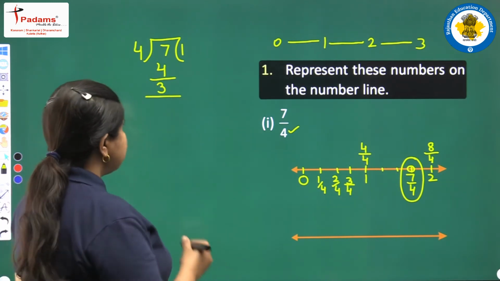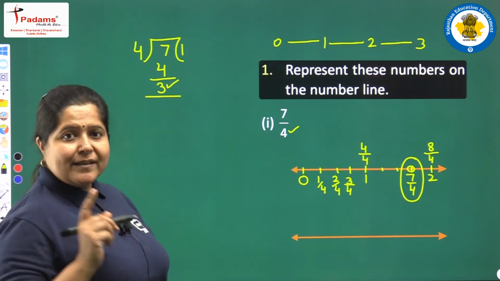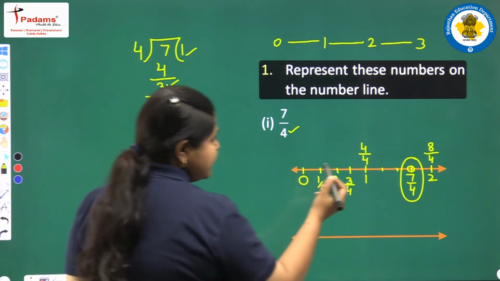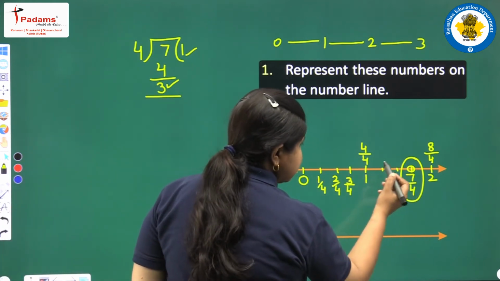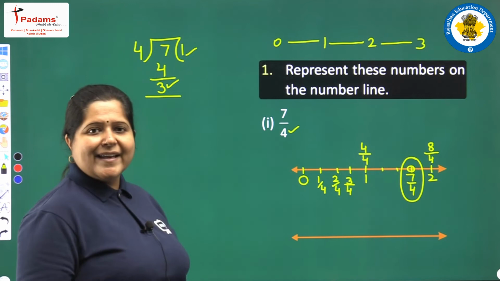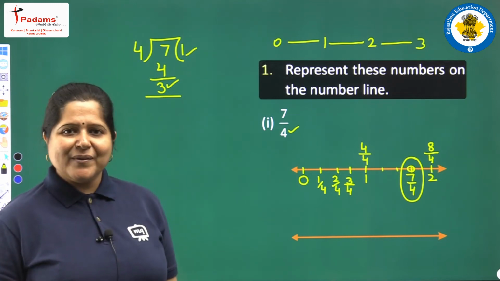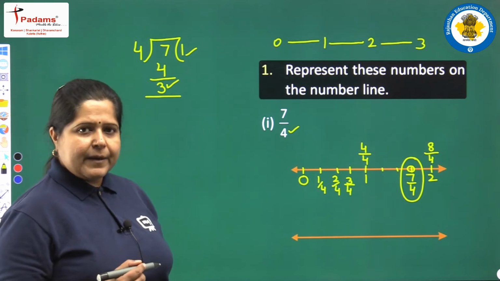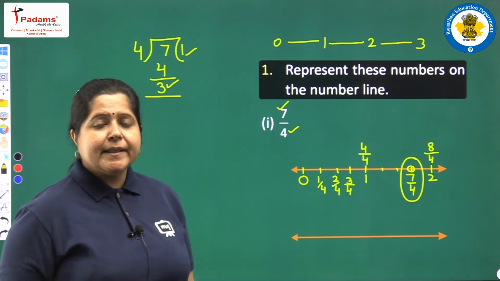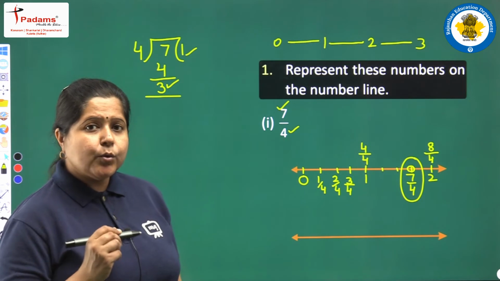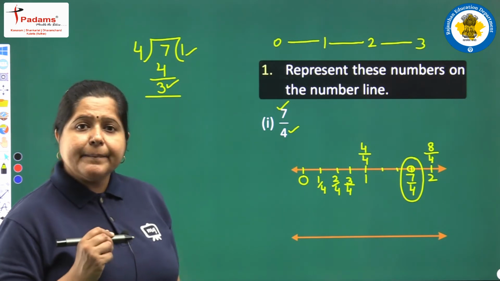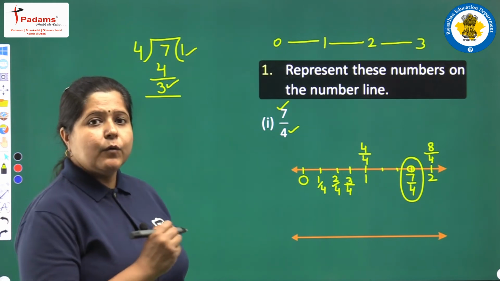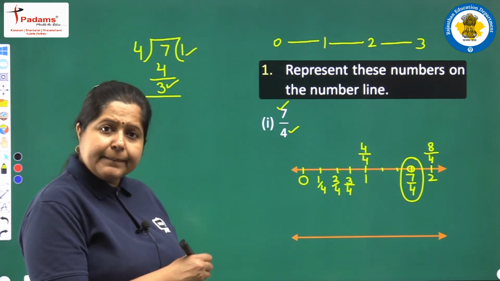Here you can see that we got the remainder to be 3 and the quotient to be 1. So after 1, the third line, 1, 2, 3, the third line is representing 7 by 4 on the number line. Now we take one more way of representing it. In the first method we took 1 and 2 on the number line in the beginning itself, but in the second method we won't be taking 1 and 2 on the number line in the beginning.